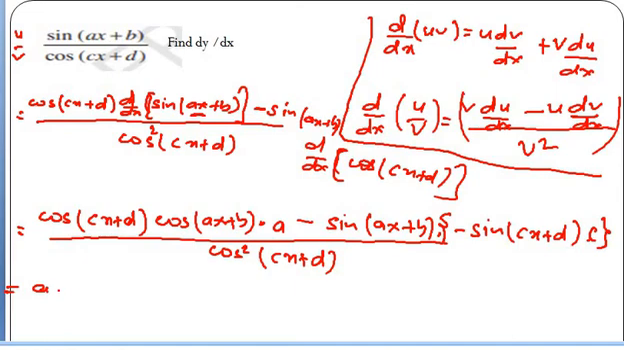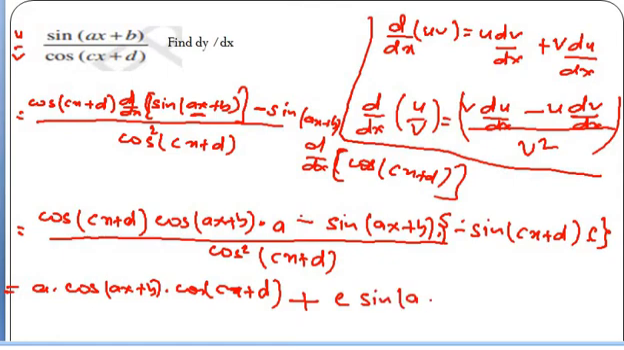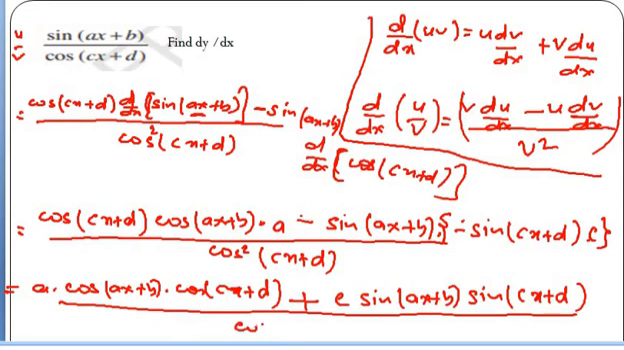What we can write here is a cos(ax + b) into cos(cx + d), and then minus minus plus, this minus and this minus becomes plus. We can write here c first constant, then sine(ax + b) into sine(cx + d) upon cos square(cx + d). So this is how we can do the division things.